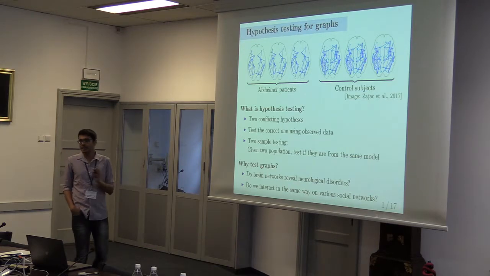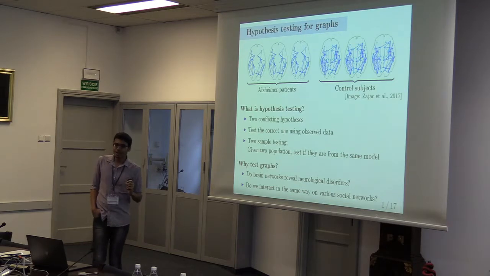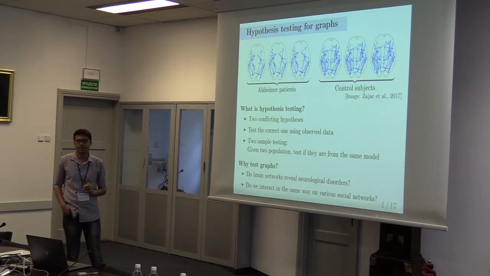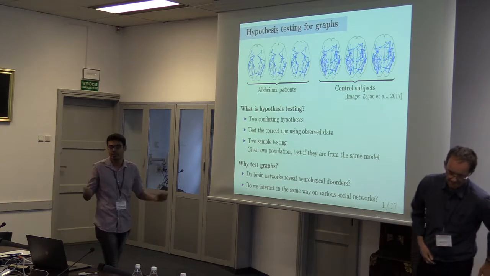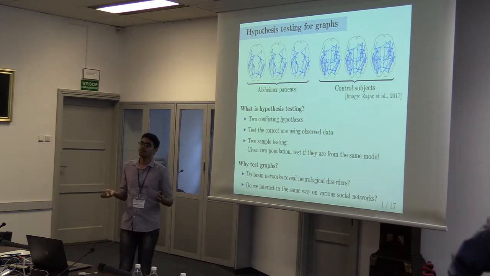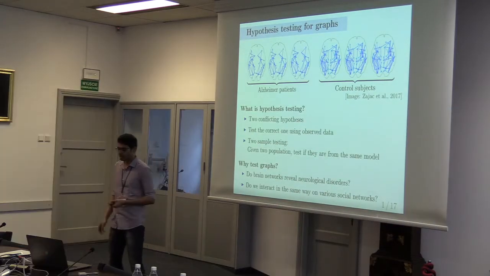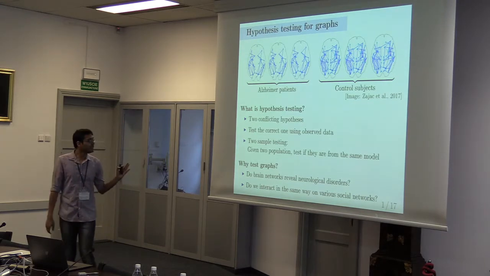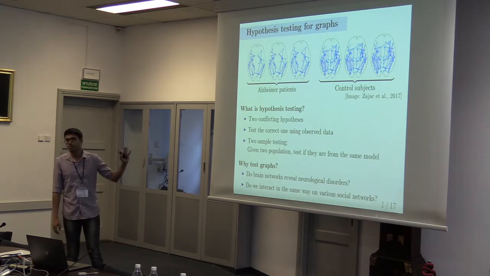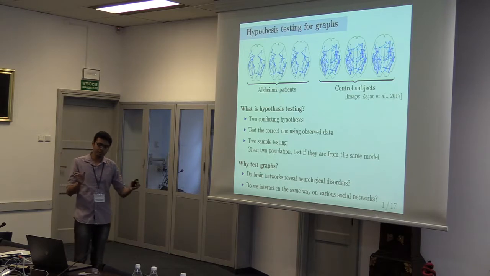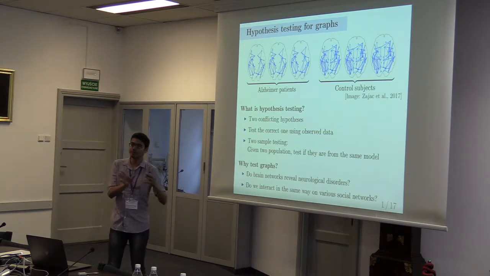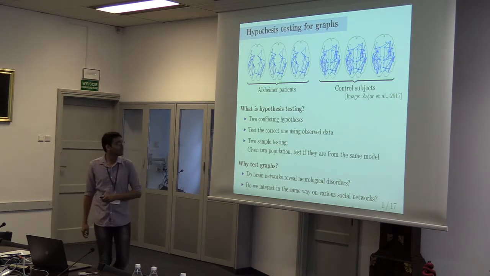Everyone here would know what hypothesis testing is. It's basically we have two conflicting hypotheses and we use observed data to test which is the correct one. I'll mainly talk about the two sample version, where we want to test whether two sets of population come from the same distribution or not.